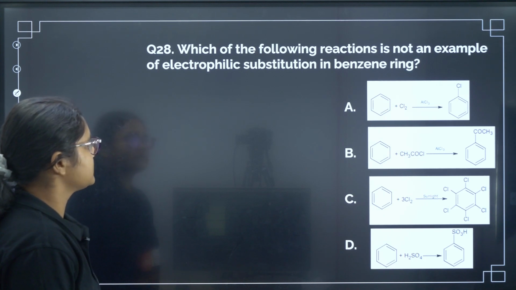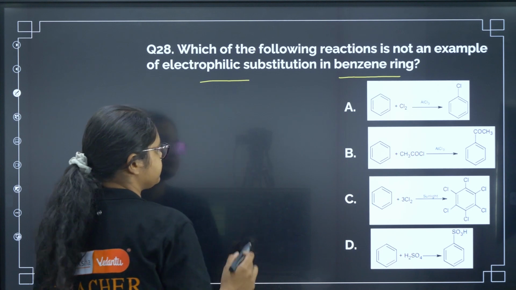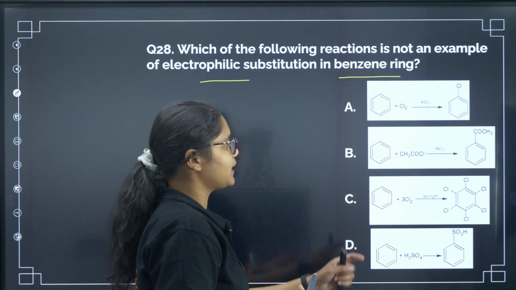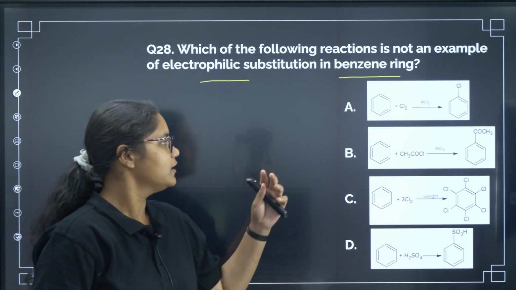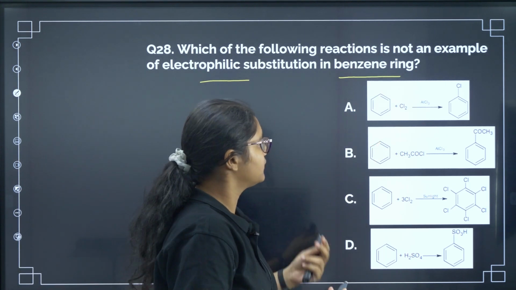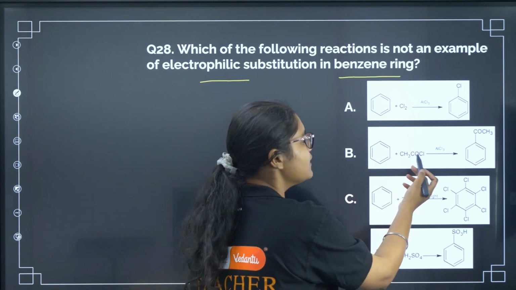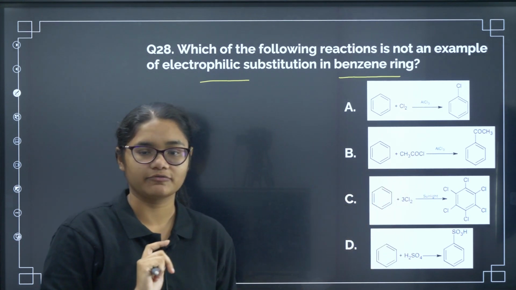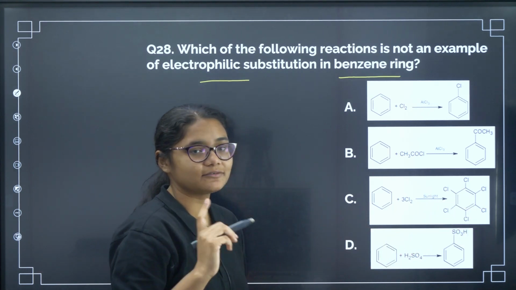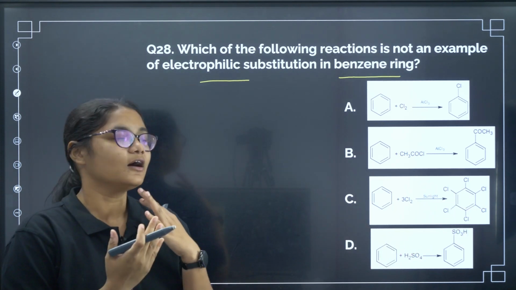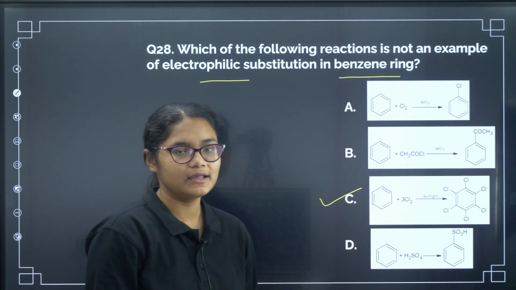Which of the following reactions is not an example of electrophilic substitution in benzene ring? Okay, so if we have Cl2 and AlCl3, sorry, this is not Friedel-Crafts alkylation, this is halogenation reaction, that is also electrophilic substitution. This is Friedel-Crafts acylation, again electrophilic substitution. Next, this one, 3Cl2 with sunlight, is addition. This is a free radical mechanism. It is not an electrophilic substitution, right? So the correct answer for this question will be option number C.